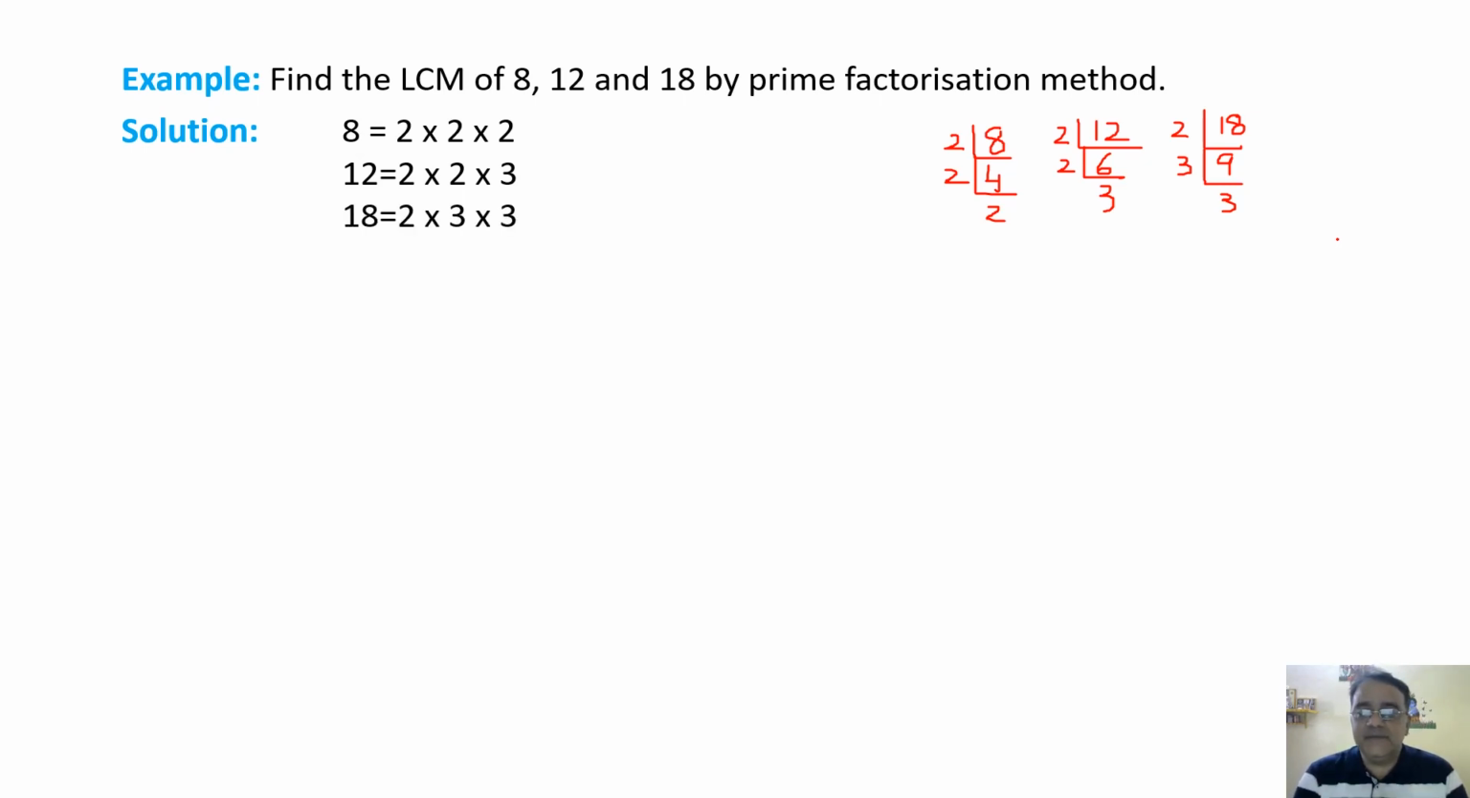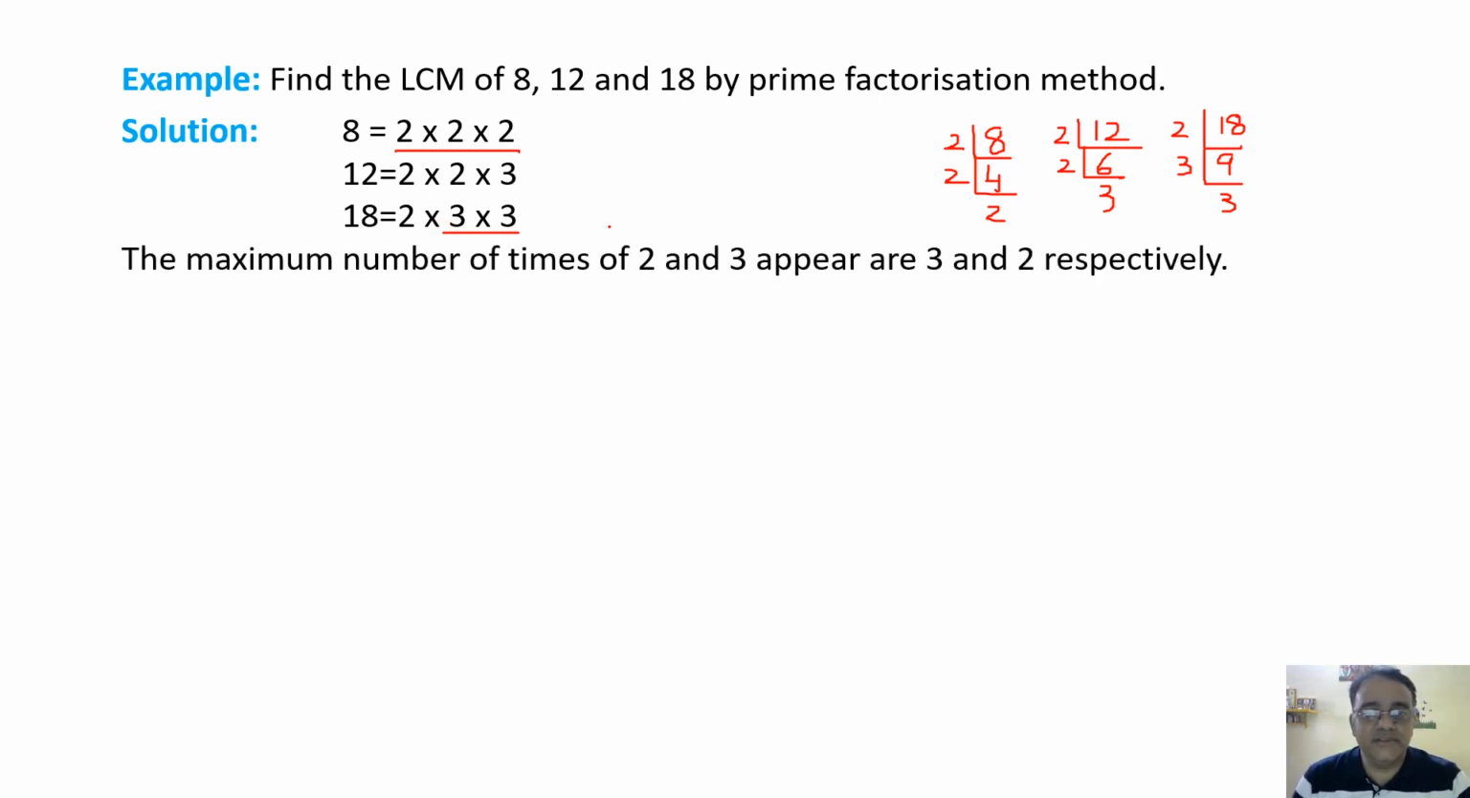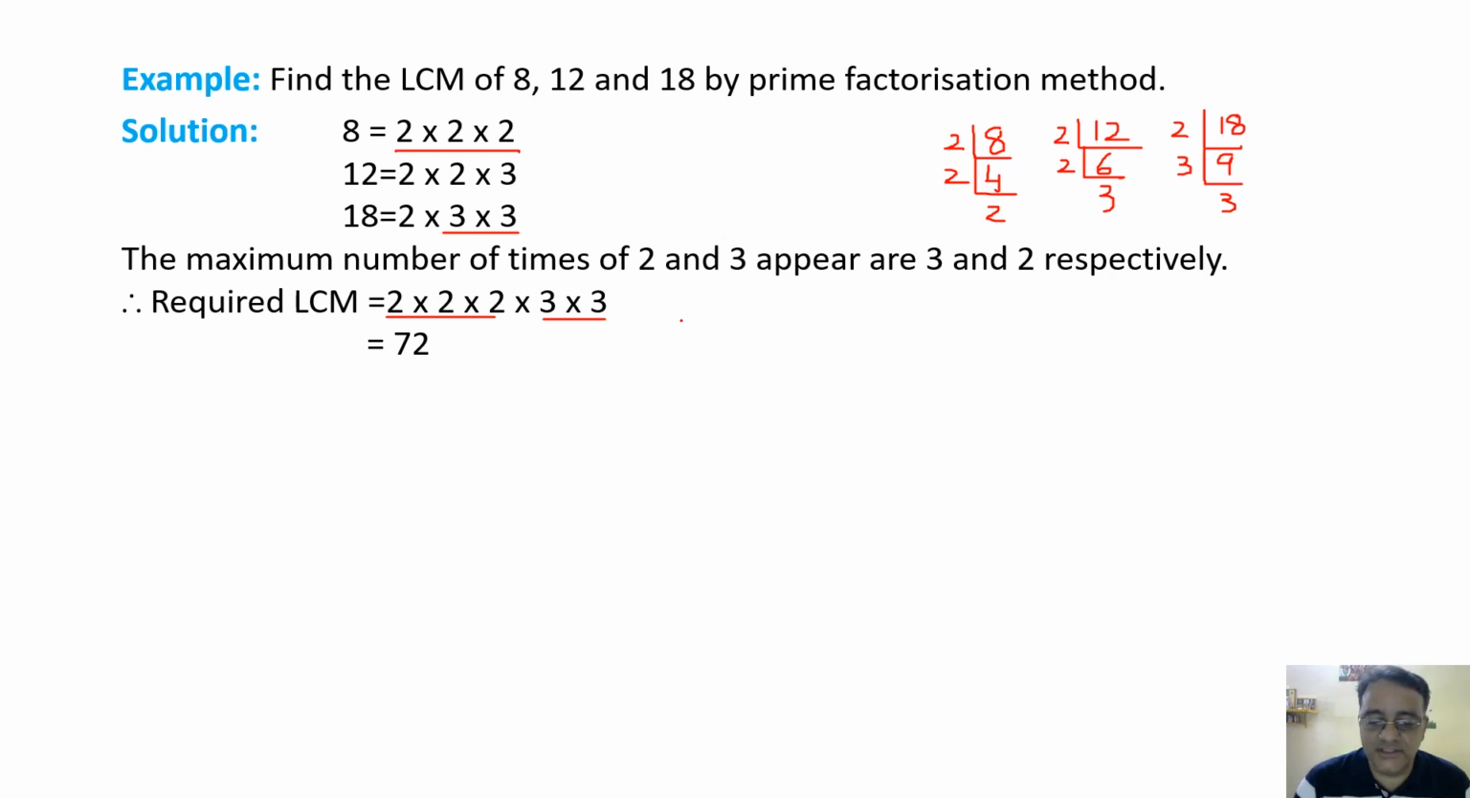Now the different prime factors are only 2 and 3. So we have to identify 2 repeated maximum times in which number? 8. 3 times, right? And 3 repeated maximum times in which number? 18. That is 2 times, right? So the maximum number of times 2 and 3 appear are 3 and 2. So now what we have to do, we have to find the product of these underlined numbers. That is the required LCM, right? So this is 8 and this is 9. So 8 into 9, 72, right? Very good. So this is the required answer.